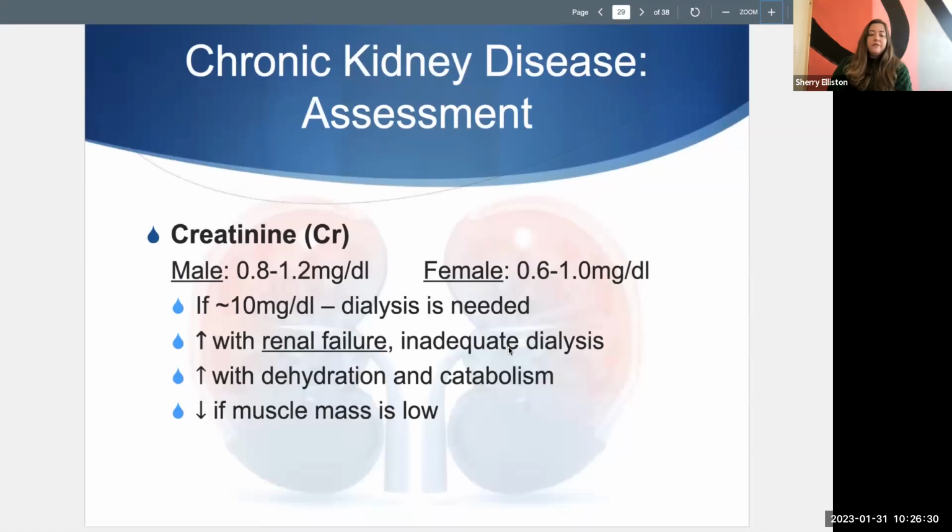So in creatinine, for males, the normal range is slightly different than females. And again, with creatinine values, these levels go up in patients that are experiencing progression of kidney disease. We also can see that if dialysis does not remove enough of those toxic metabolites, then the creatinine levels may stay high. You'll also see that increase with dehydration and catabolism, and also if the muscle mass of a patient is low.